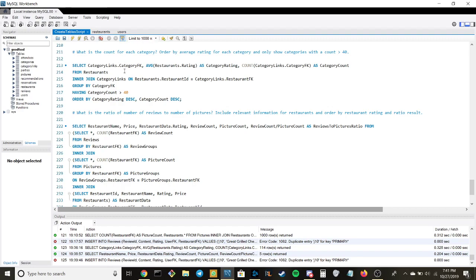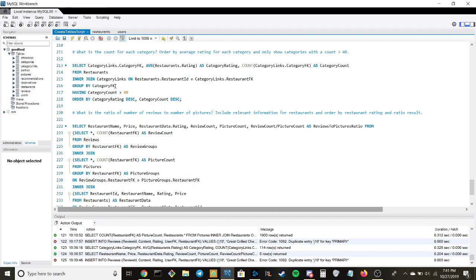So we'll select the category foreign key, which contains the category name. It's unique, so that will tell us what category it is. We will average the restaurant ratings, and we'll use an alias for this. And we'll also count the category foreign keys in order to see how many we have, and we'll use an alias as well. So we will inner join the restaurants table and the category links table, as these will have the data that we need. And we'll do this on the restaurant ID to the restaurant foreign key.